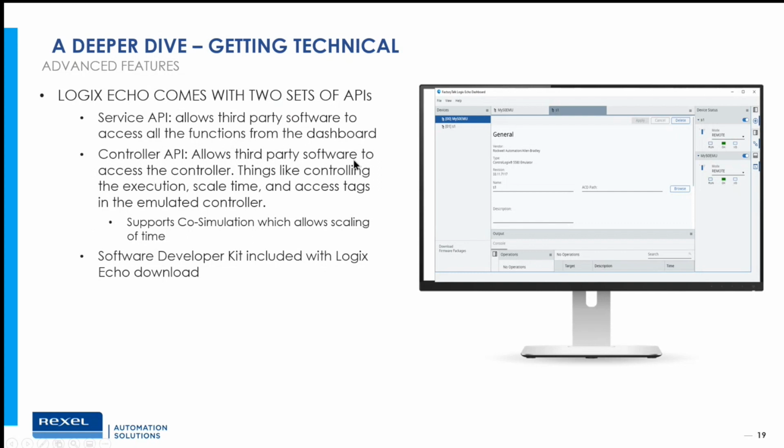And then there's also the controller API, and that's where you would have third-party applications come in and do things like control the execution of the controller, have access to your tag data, so you have that I/O tag data exchange, and even scale time, like I mentioned. So your simulation and your Echo instance would be time synced, and you can speed it up or slow it down based on what your settings are. And with each of the Echo installations, there's a software developer kit that has pretty good documentation on how to access those APIs and how to get into those controls.